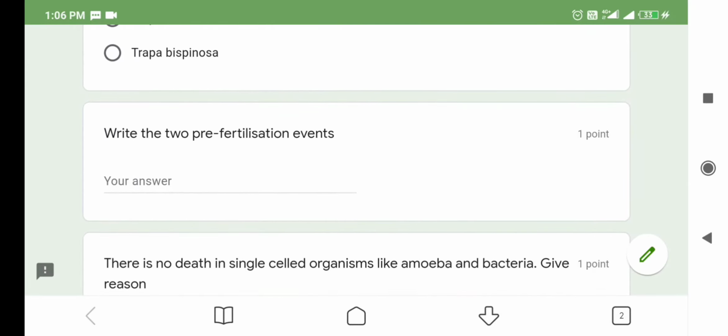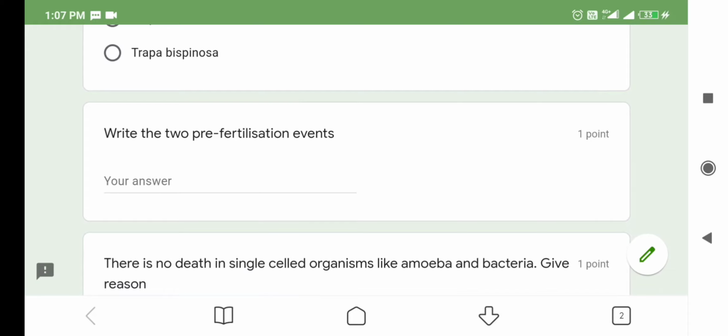Next question. Write the two pre-fertilization events. The fertilization process is divided into three: pre-fertilization events, fertilization events, and post-fertilization events. Gametogenesis and gamete transfer are the two pre-fertilization events.